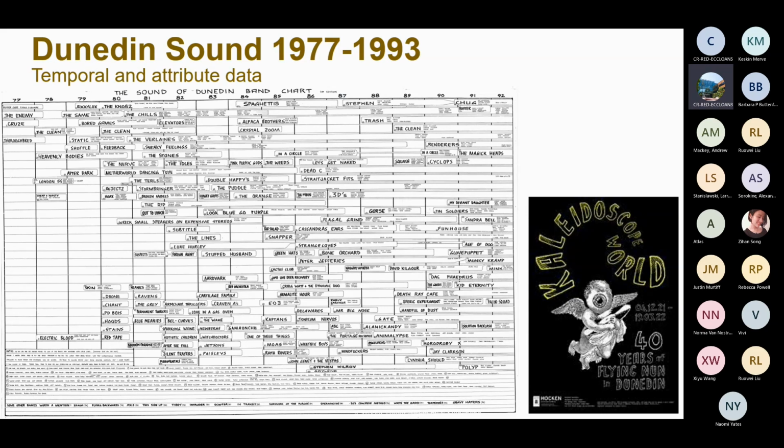Really inspired by seeing this chart, which was drawn up as a kind of Gantt chart of bands in the Dunedin music scene from 1977. You've got the band duration here. The Enemy, for instance, you can see here, started up in '77 and kind of ended early in '78. So this gives me a bit of a duration and also an absolute time to play with in my spatialization.